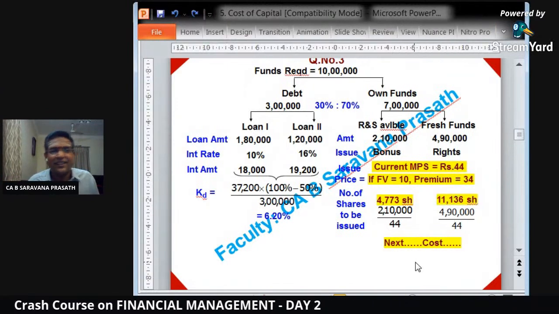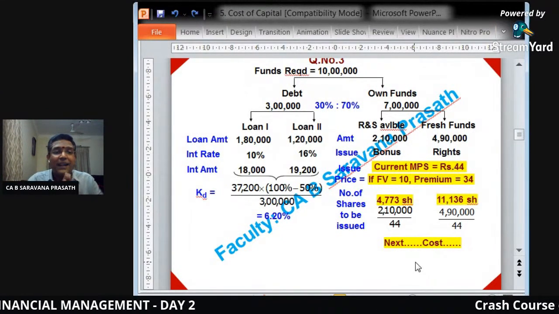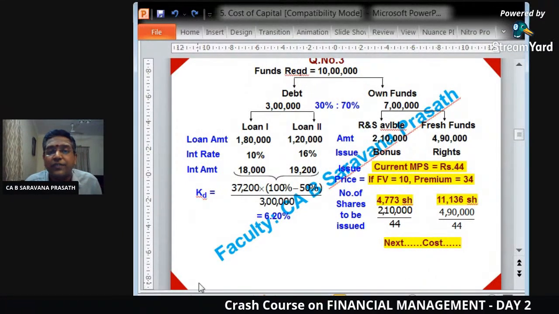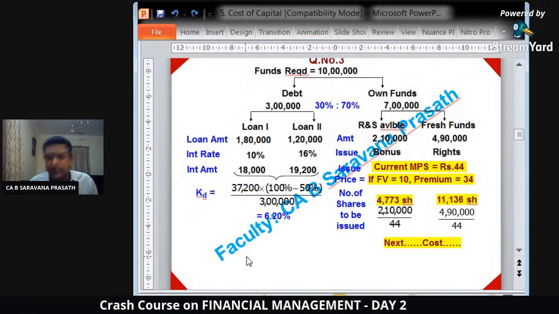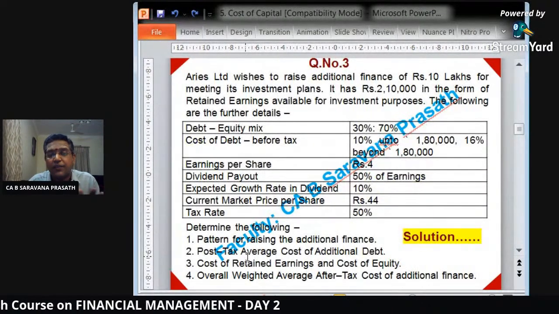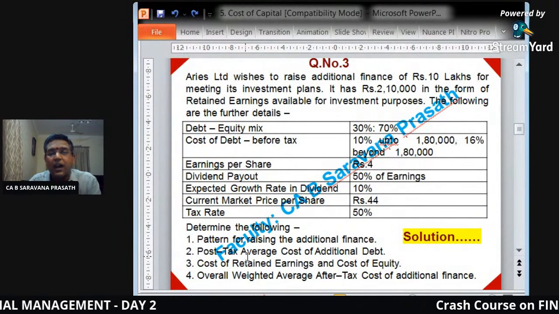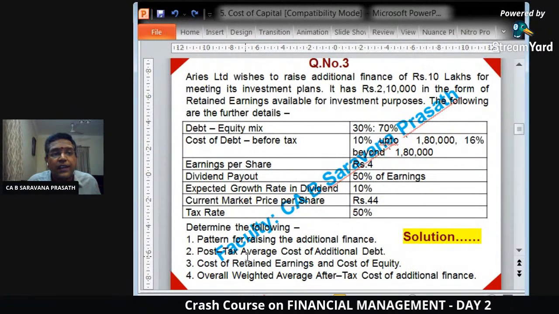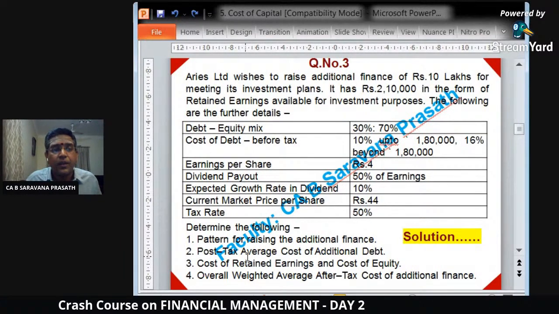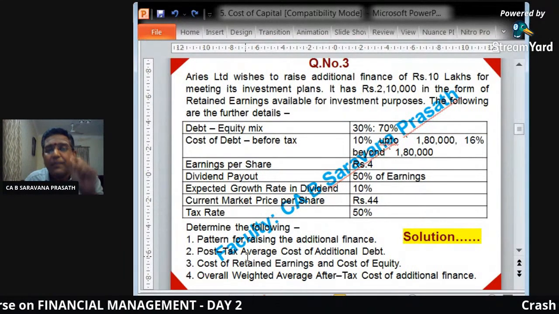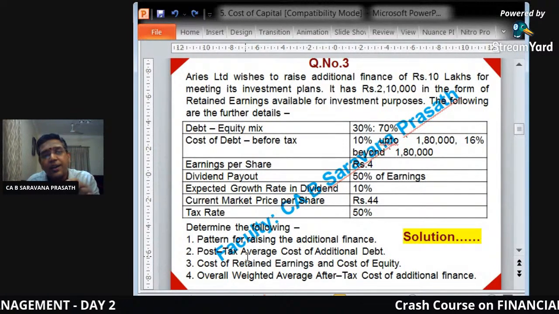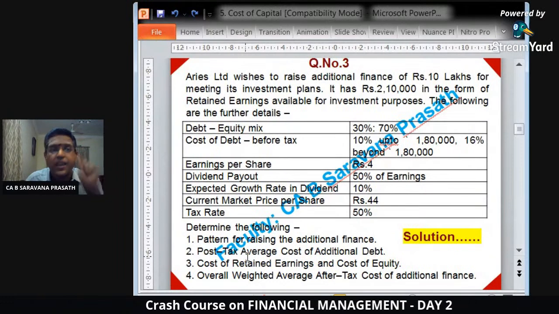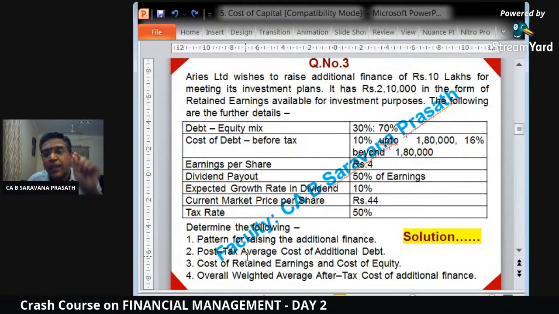Right. Fine. We have completed the pattern for raising the additional finance and also how to compute the cost of debt, which means the first and the second question is taken care of. Now the third question is cost of retained earnings and the cost of equity. Both are actually the same number because retained earnings belong only to equity shareholders. So KR is equivalent to KE.